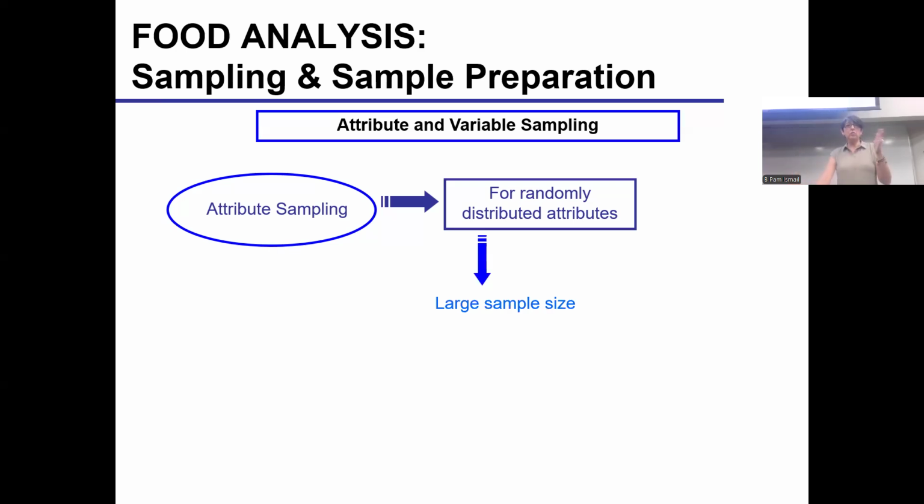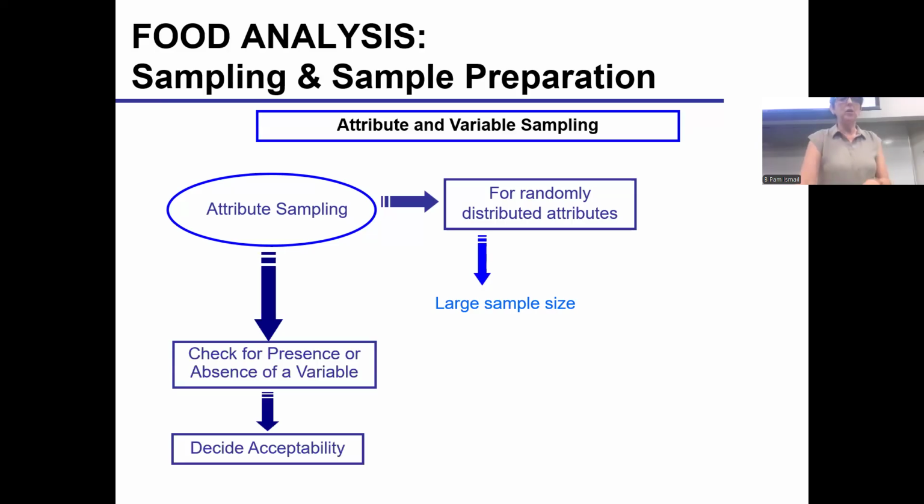There is high risk to the consumer. You don't want to miss it if it's there. So you take a lot of samples. So you will have multiple replications, very many replications. And then you check the presence or absence of that and decide whether or not it's acceptable. And here's an example, Clostridium botulinum or aflatoxin from mold infection.